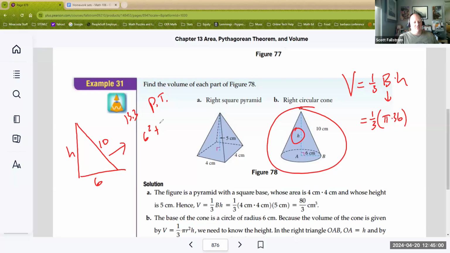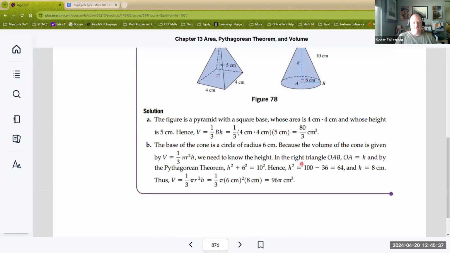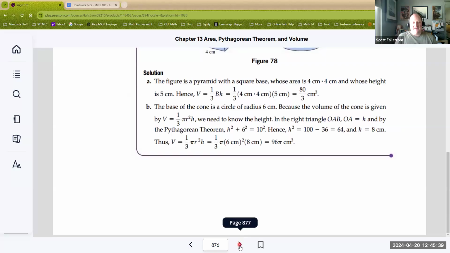And we have 6 squared plus h squared equals 10 squared. That gives me 36 plus h squared equals 100. h squared equals 64. Aha, h equals 8. So now I know my height is h, so put that in, times 8. Well, let's see here. 1/3 of 36 is like dividing by 3. That's 12. So I end up with 96 pi centimeters cubed. Bada bing. Woohoo! They got the same thing we did. I love it when that happens.